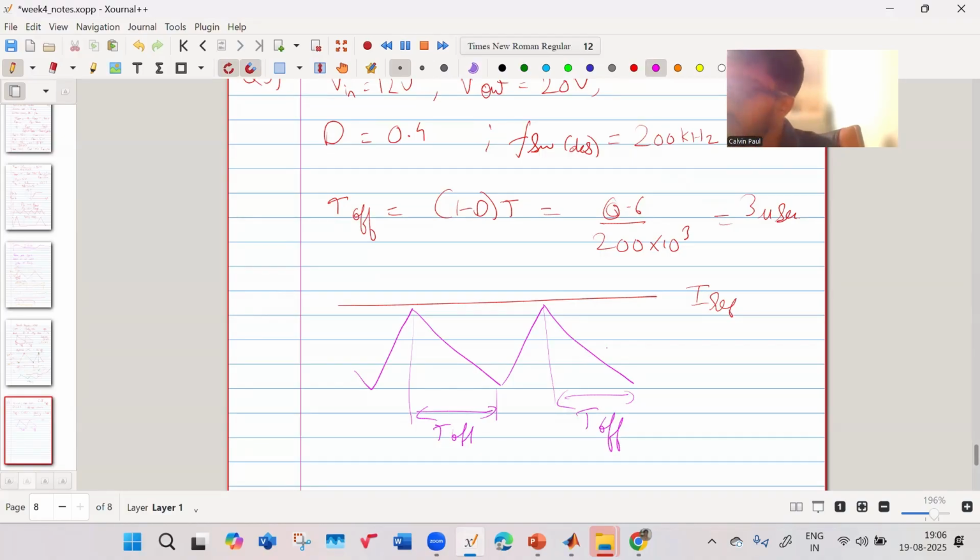First of all, this is your delta IL. Right? And so this is your peak. And you have what is known as your IL average. So you have to find your IL average. So how do you find the IL average?